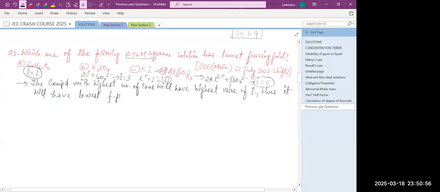So what I said: the compound with the highest number of ions will have the highest value of i, right? And the compound which has the highest value of i will have the lowest freezing point. So which option is correct? Option D will be correct. Clear? Yes, ma'am. Okay, good. Remember this. Okay, the next one.